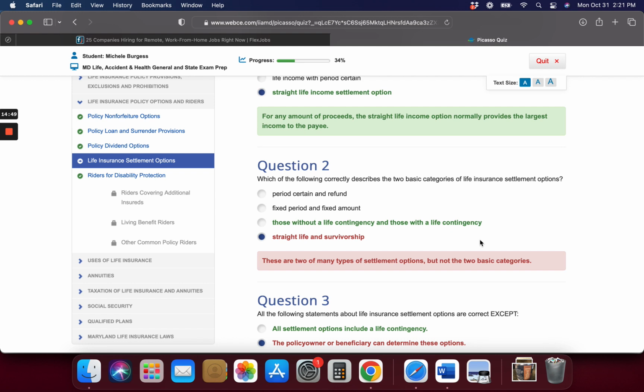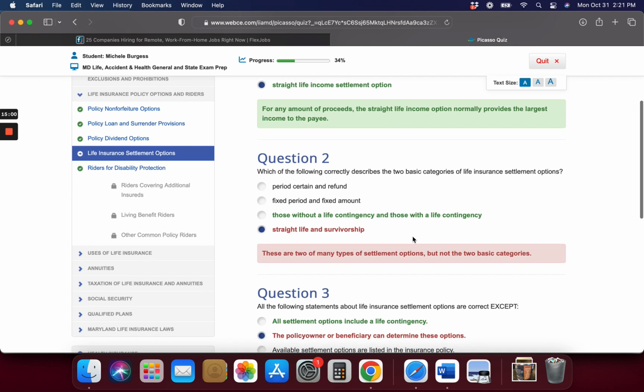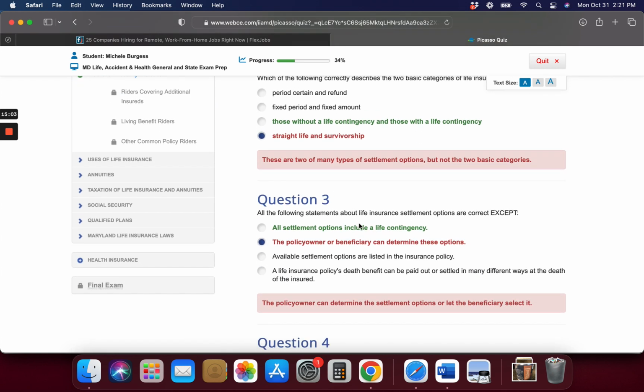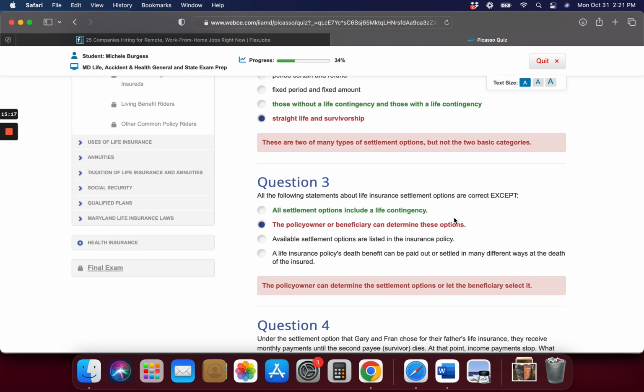So let's look at the ones we got wrong here. Which of the following describes two basic categories of life insurance settlement options? Those without a life contingency and those with a life contingency is the correct answer. All right, number 3. All of the following are correct except all settlement options include a life contingency. So all settlement options do not include a life contingency. The policy owner could determine the settlement options or let the beneficiary select them. That was not the correct answer.